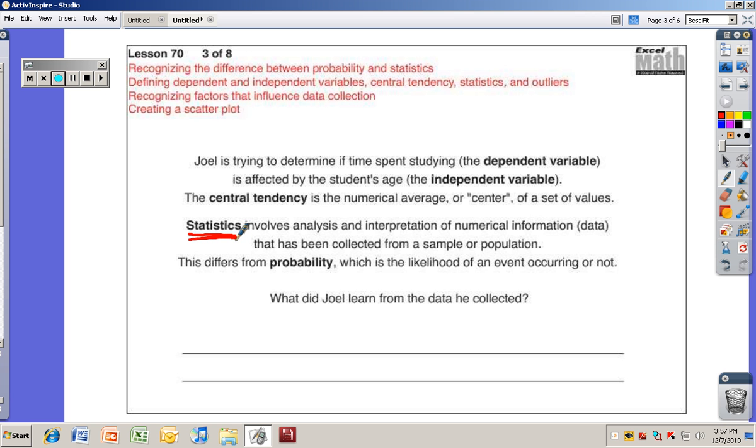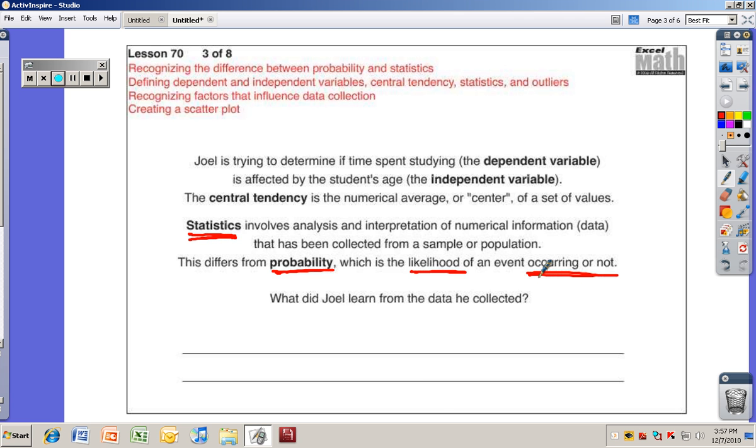And whereas probability is how likely something might or might not happen. So when I roll a dice, what's the chance that I'm going to get a 2 on the dice? That is probability, not statistics. All right, so what did Joel learn from the data he collected?